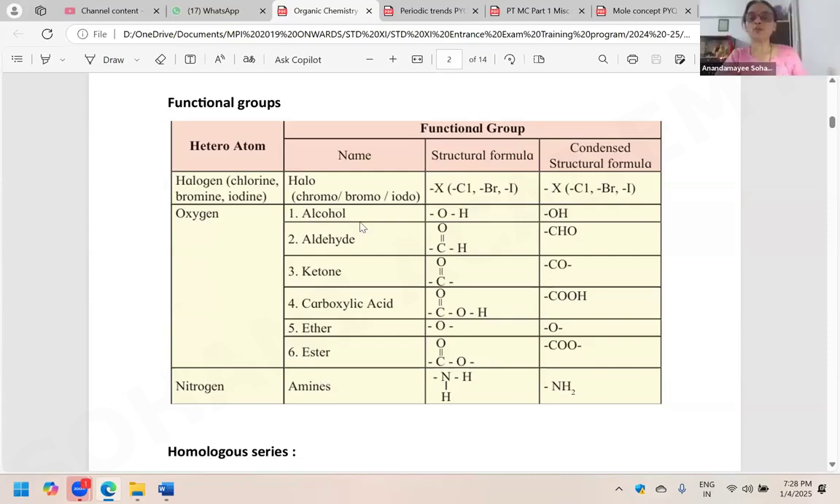Again, I hope all of you know the formulae and how these compounds are named. Alcohol, you will put the suffix -ol. Aldehyde, you will put the suffix -al. Ketone, you will put the suffix -one. Then carboxylic acid, you will put the suffix -oic acid. Ether, you say it like methoxymethane, alkoxyalkane. And ester, you call it like alkanoate, alkanoic acid. And this you will call amine.